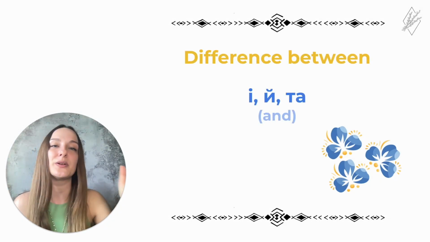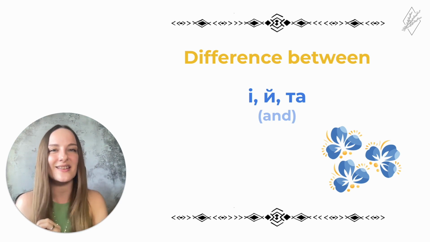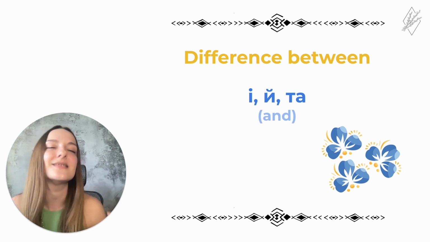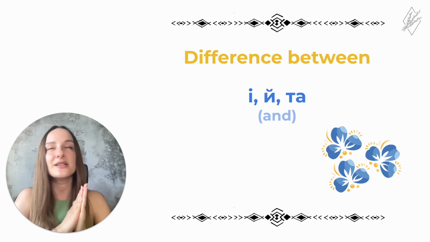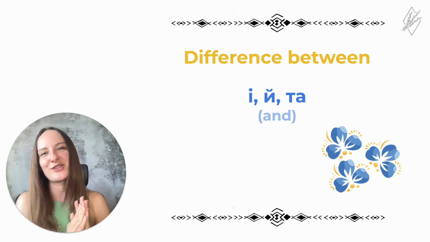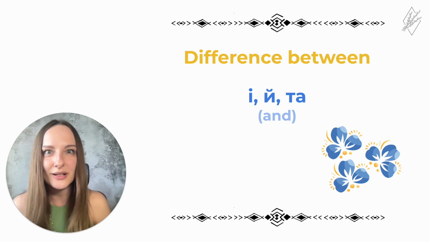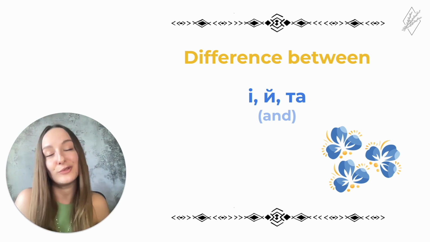Today we will speak about the difference between three different ways to say the conjunction "and" in Ukrainian, because this topic is very popular and students normally have a lot of questions about it. Today you will find out when and why we use each of them.